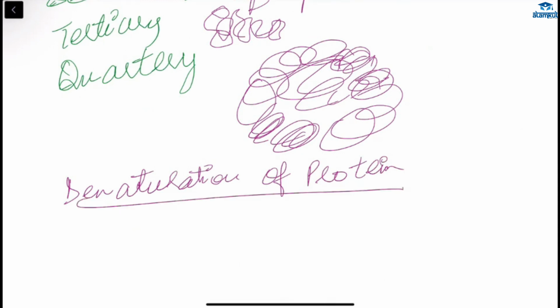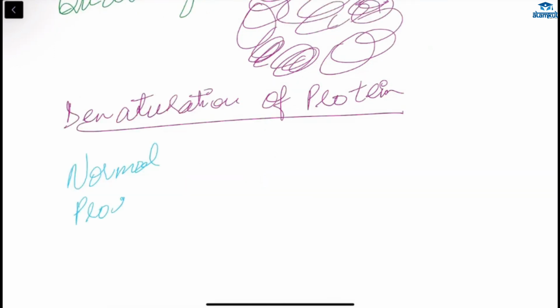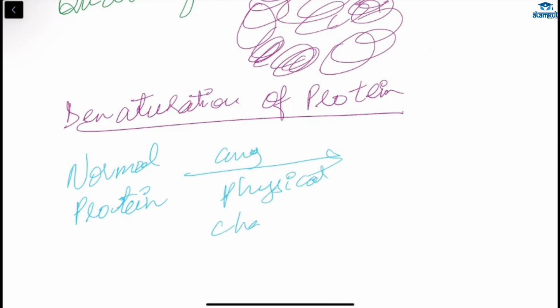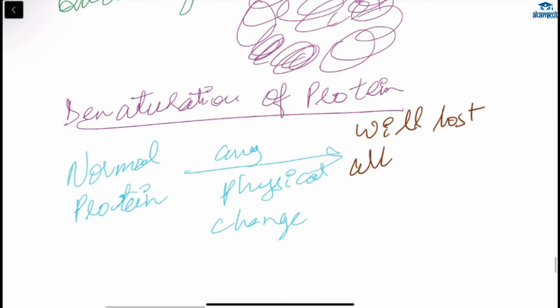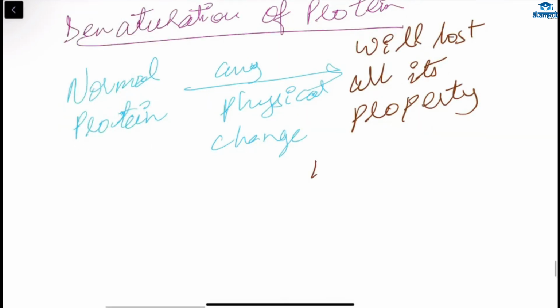Whenever a particular protein is in a normal position, it is working normally and providing all its function. Whenever a normal protein is subjected to any physical change, like increasing the temperature or changing the pH, it will lose all its property of normal functioning, and after losing it, it will come to the primary structure.